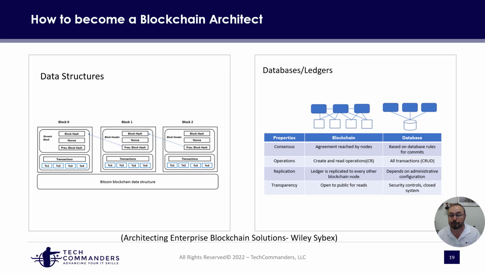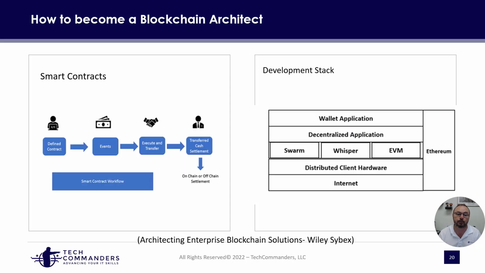Now, this is directly from my book, Architecting Enterprise Blockchain Solutions. Some more graphics from my book as well. I go through, for example, how smart contracts flow. You'll want to know about smart contracts. Also, the development stack is really important to understand. For example, does the API work at layer 1, layer 2, layer 3? These are things you want to know. What about, for example, a smart contract? What layer would that be?